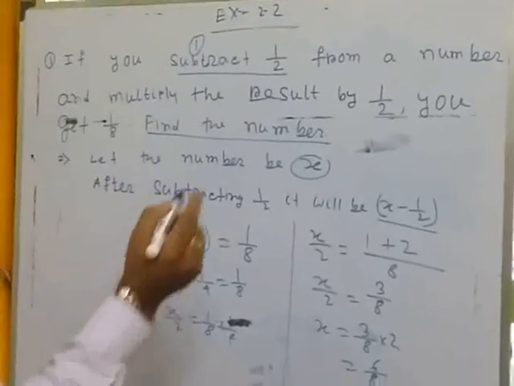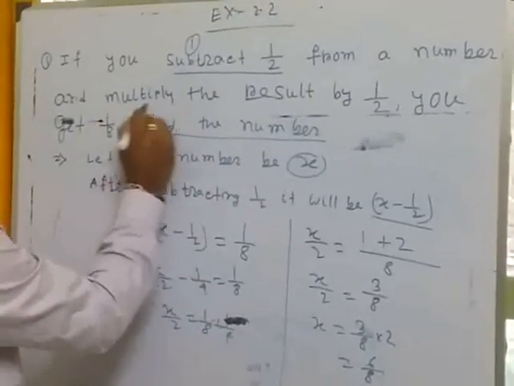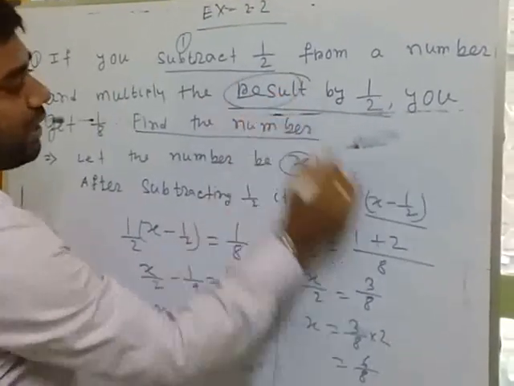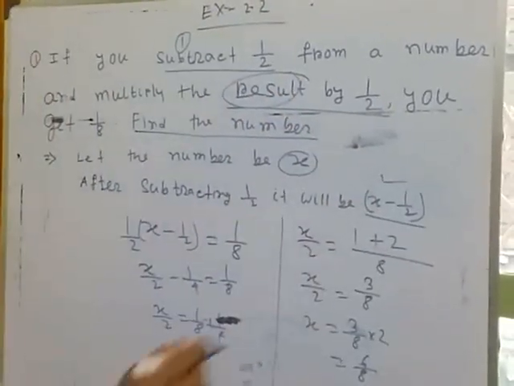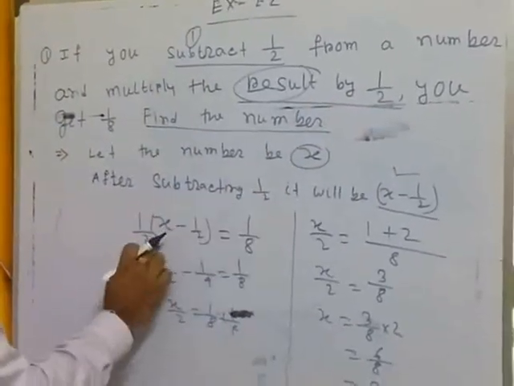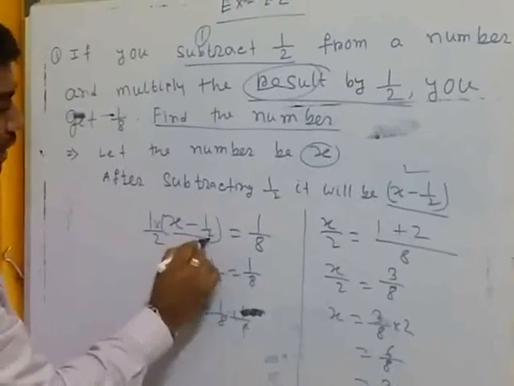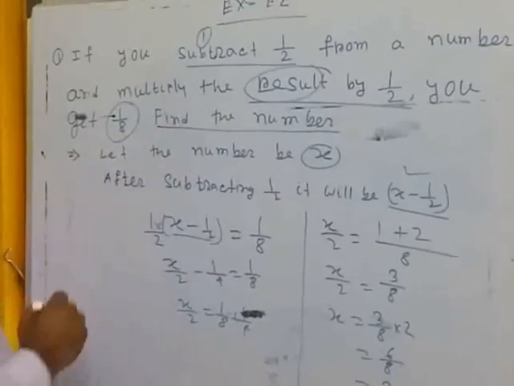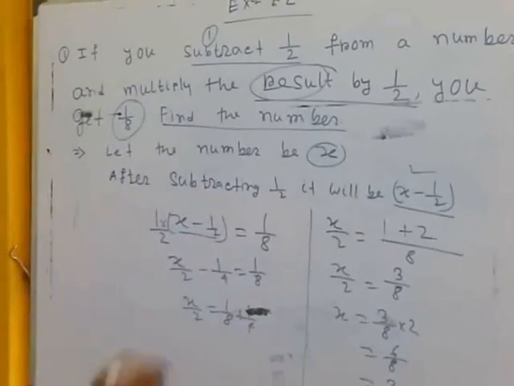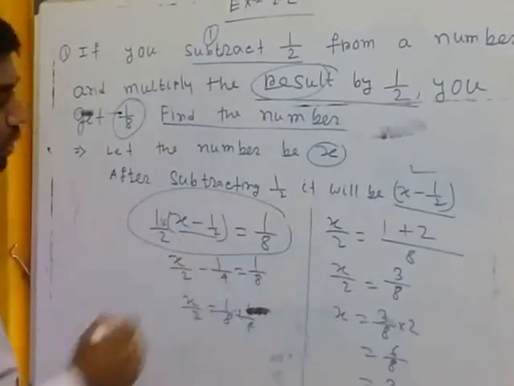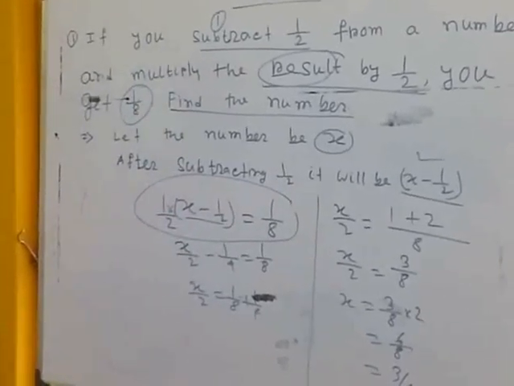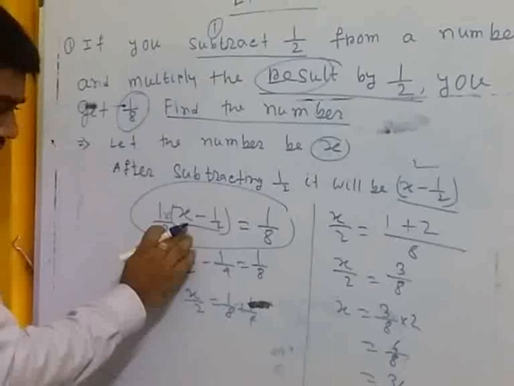Second condition: multiply the result by 1 by 2. The result means x minus 1 by 2, and so 1 by 2 into the result, and the final result is 1 by 8. Okay, it is a linear equation. Why is it a linear equation? The power of x is 1, that's why it's a linear equation in one variable. The only variable is x.